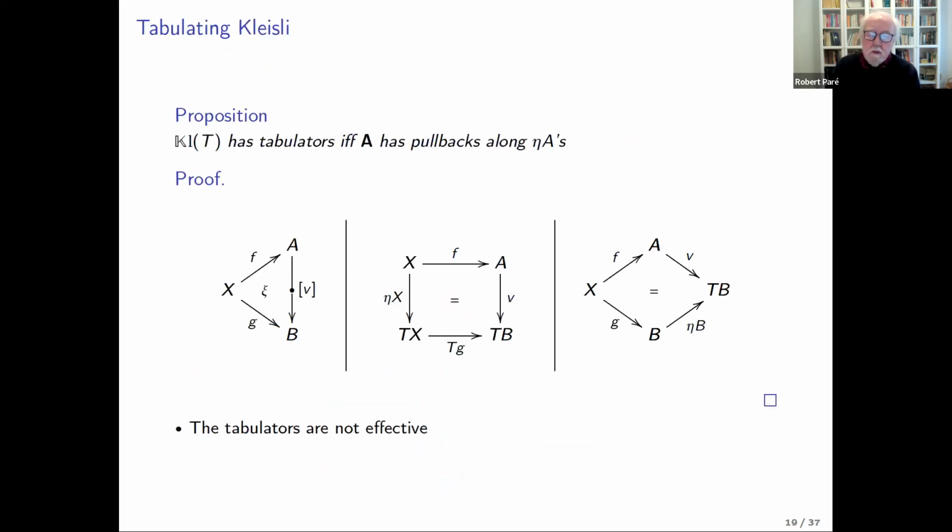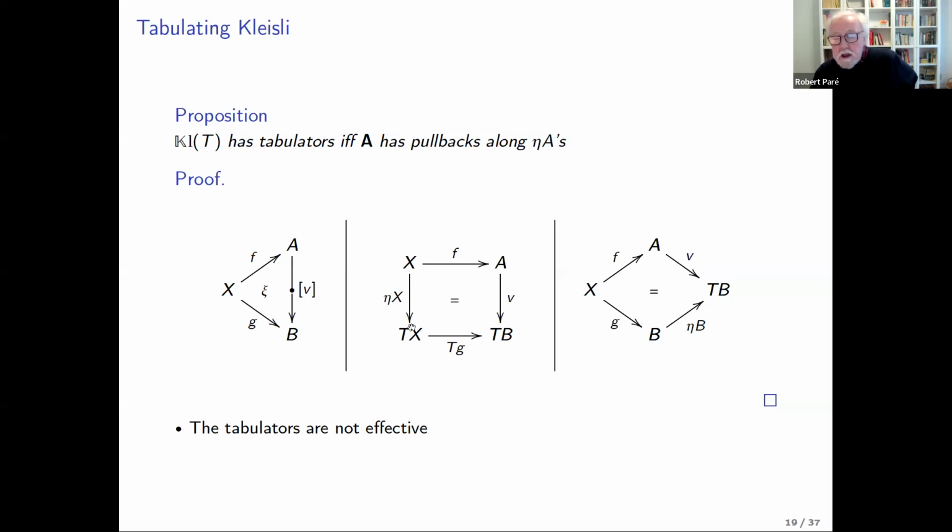Okay, so now maybe somewhat surprisingly, it has tabulators, or at least under reasonable conditions. And so it has tabulators if and only if it has pullbacks along the η_A's. Okay, so this is pretty easy. A cell like this that you're trying to find a universal one of corresponds to a commutative square like this here.